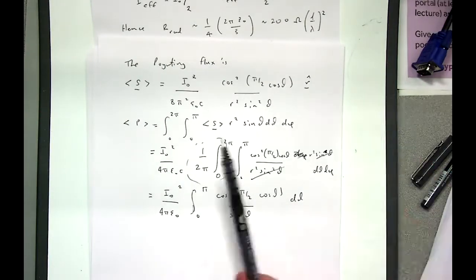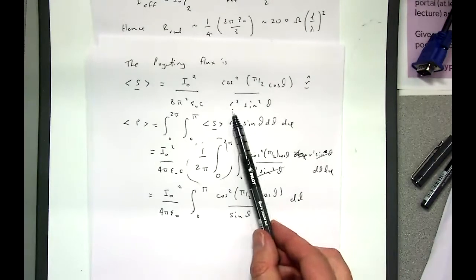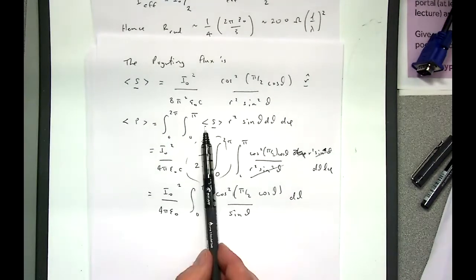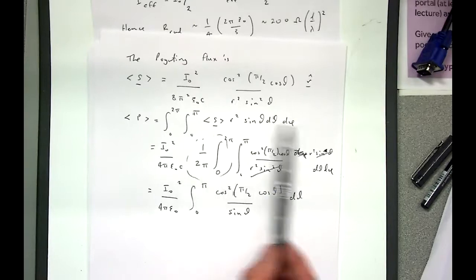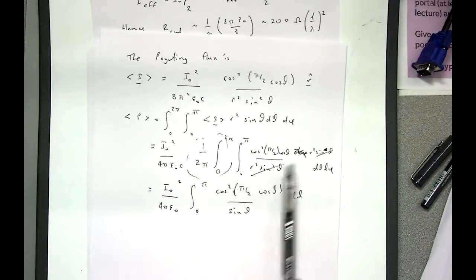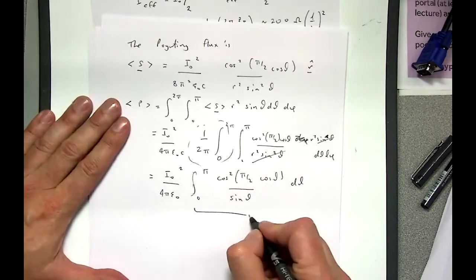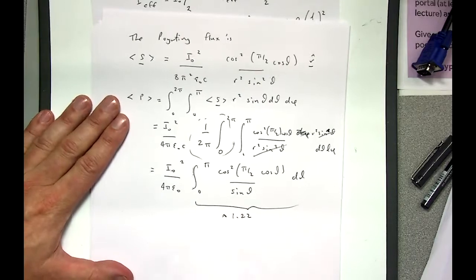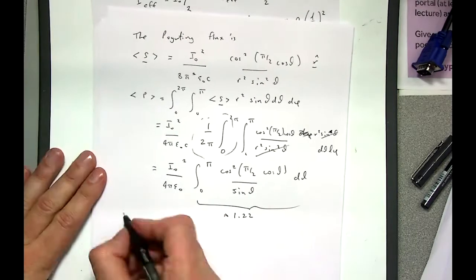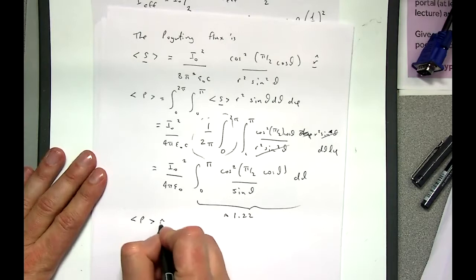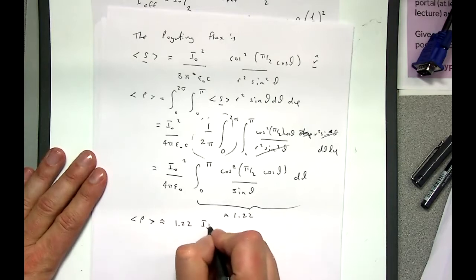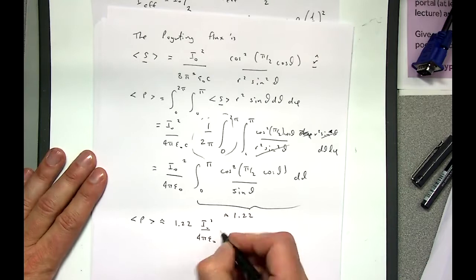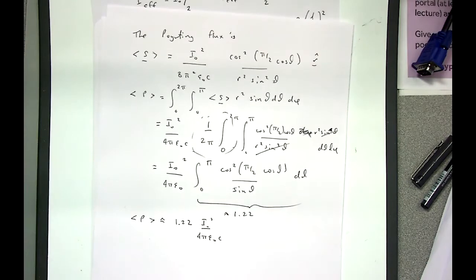So what do we do? We take the power, which goes as 1 over r squared sine squared theta. We integrate over all the angles, remembering there's a 2 pi that appears there. That sine theta cancels with one of the sine squareds there and leaves us with a sine theta at the bottom. And this integral here is only done numerically. And the nice thing about that is it's 1.22. Okay? So what does it mean? It means the average power emitted is about 1.22 I naught squared over 4 pi epsilon naught c. And remember that epsilon naught c, that's the same as the radiation resistance.